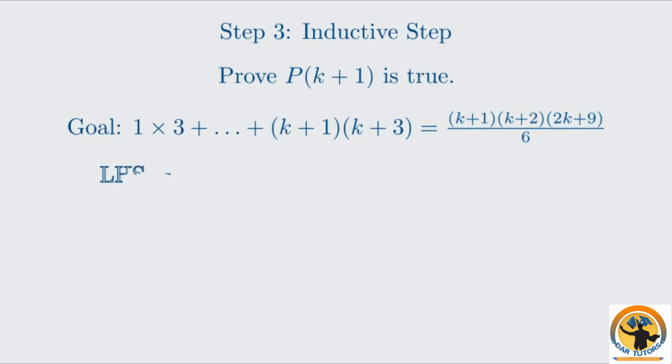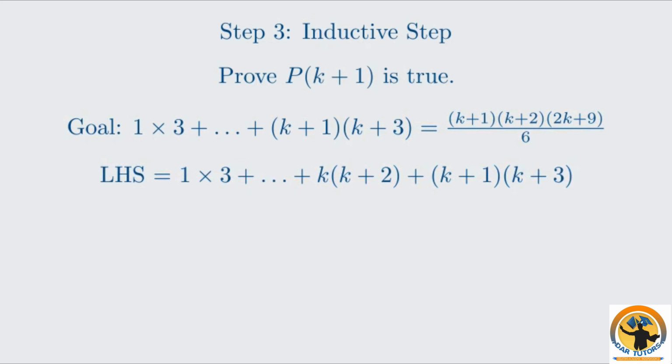We start with the left-hand side of the P(k plus 1) equation. We can split this sum into the sum of the first k terms plus the (k+1)-th term. Now, we use our inductive hypothesis. We replace the sum of the first k terms with the formula we assume to be true.